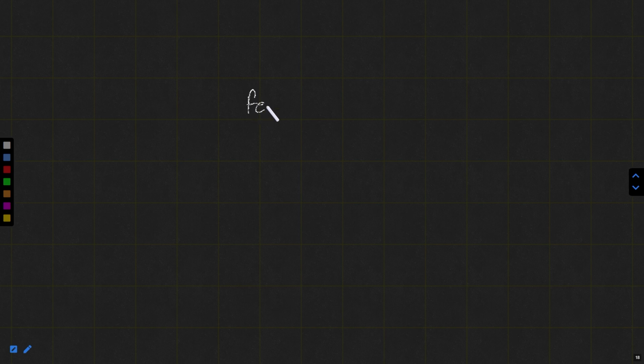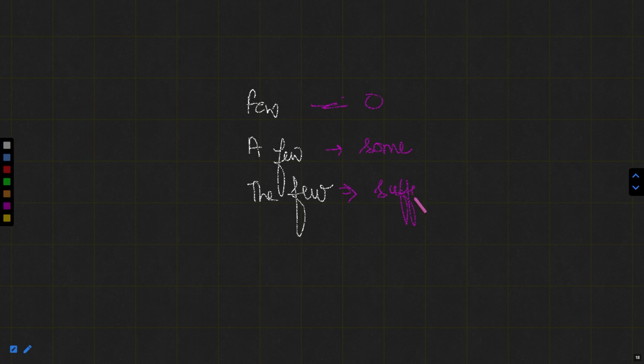One is few, another is a few, and the next one is the few. Few means negligible or equivalent to 0. Okay, a few means some, and the few means sufficient. Now if we say that few means that no one. Okay, and a few means some.